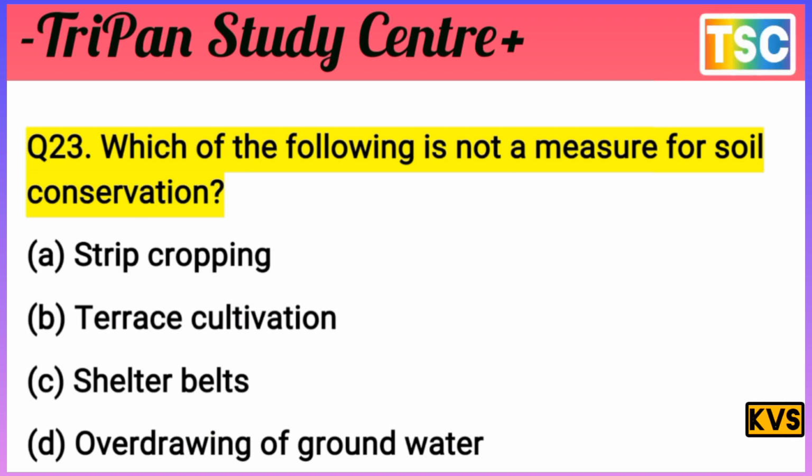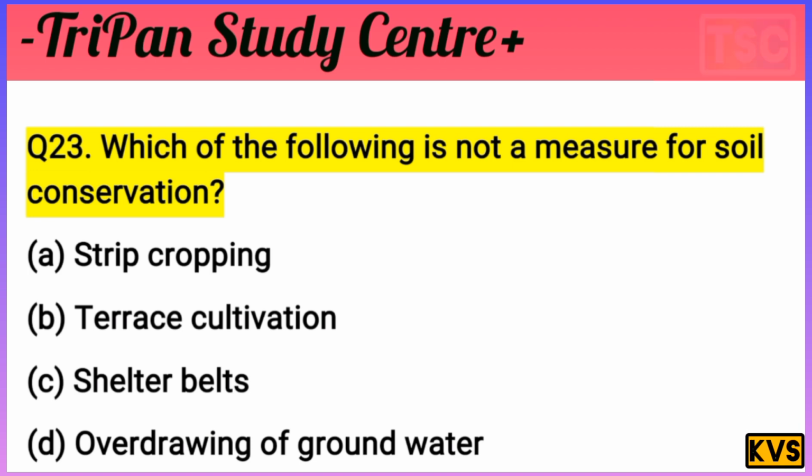You must have a thought of your answer. Let's see what our answer to this question is. Strip cropping is a soil conservation measure, and terrace cultivation is also rejected here. Shelter belt is also a conservation measure, but overdrawing of groundwater, the D option, is correct. Overdrawing of groundwater is not a measure for soil conservation. That's an important answer. Next question.